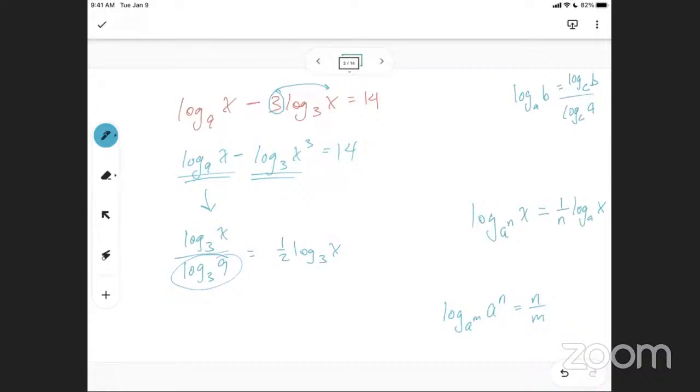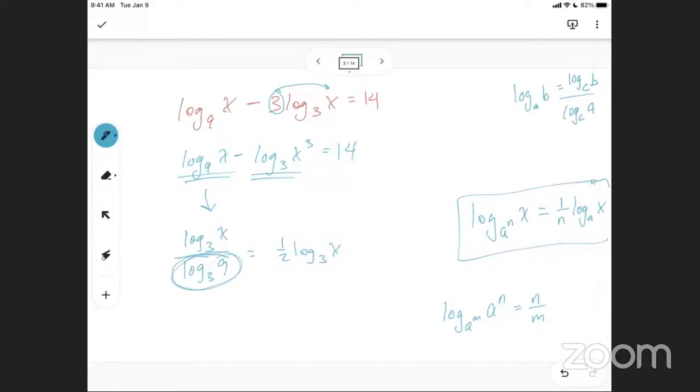Mm-hmm. So what's the one from? That's the property that I just made up that I didn't see when I plugged it in somewhere. So the 1/2 is because this equals 2 down here. Log base 3 of 9 is just equal to 2. So I just pulled that 2 out as a 1/2. That makes sense?